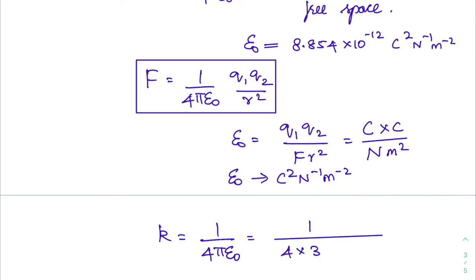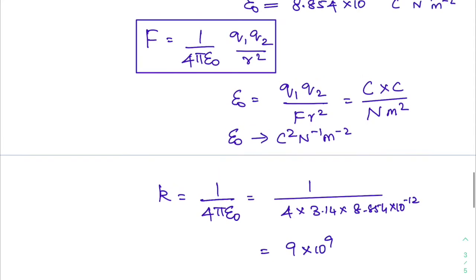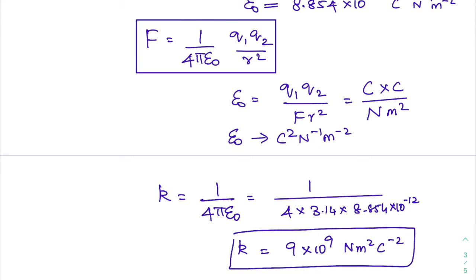So 4 into pi, which is 3.14, into epsilon naught, which is 8.854 into 10 to the power of minus 12. On the whole, when you divide and multiply it, you will get 9 into 10 power 9. And the unit: since pi does not have any unit and 4 is a constant, only 8.854 into 10 power minus 12, which is epsilon naught, possesses the unit. If this unit is in the denominator and comes to the numerator, you will have N m square C power minus 2. So this is nothing but the value of K.